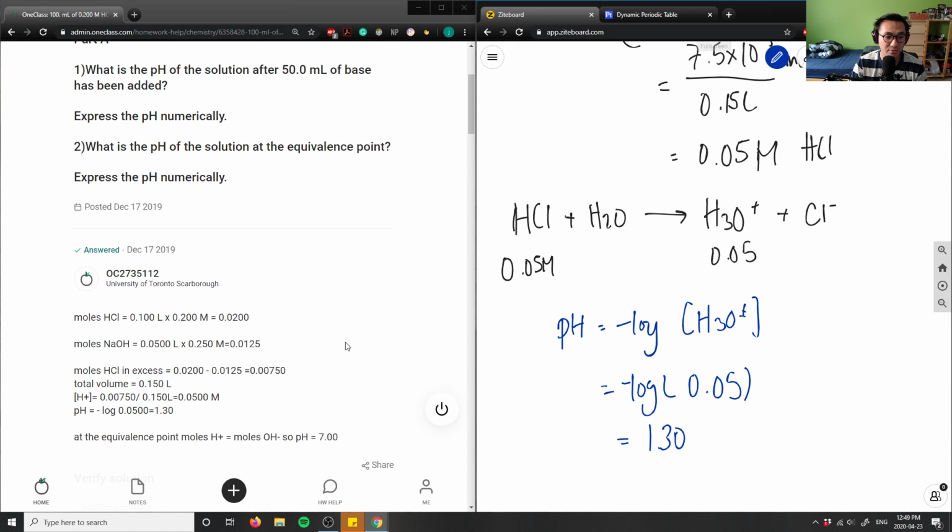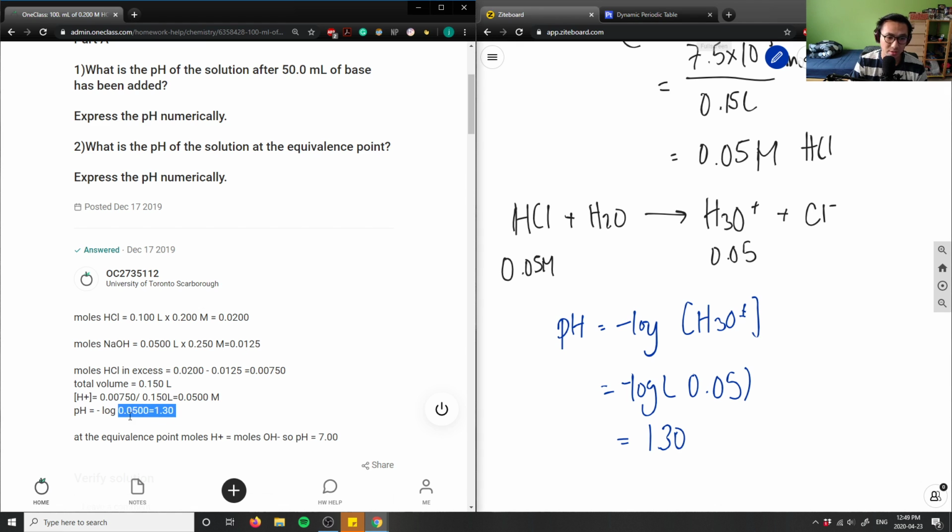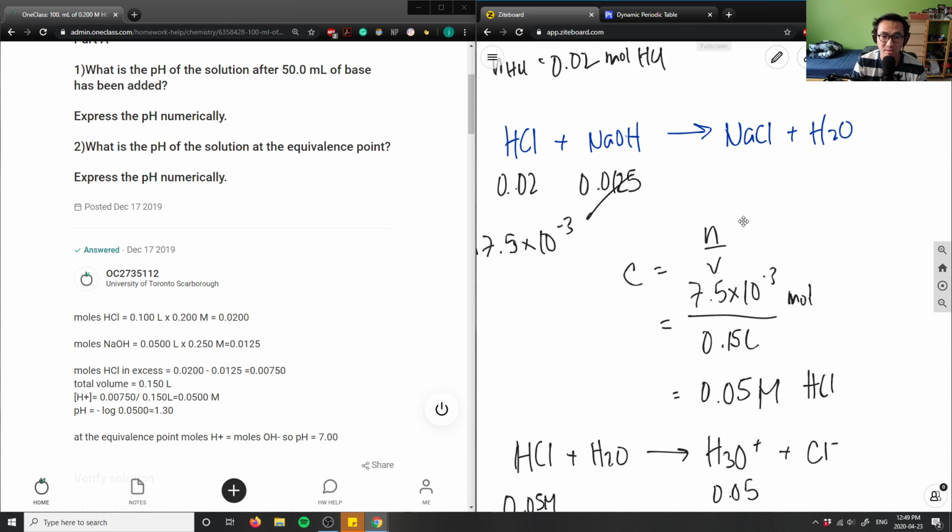So let me just check this for A. This here is correct. They have pH as negative log of 0.05, which is 1.30. Perfect. Let's see what they did here. Moles, they calculated moles first, and then moles of excess. So this is a limiting reagent question. They did the exact same thing.